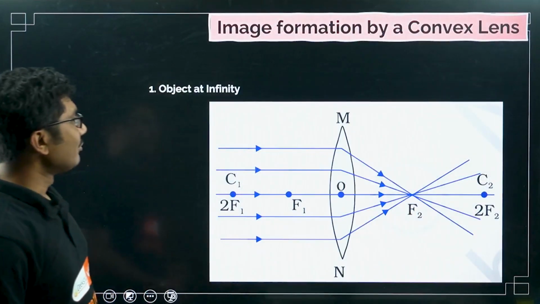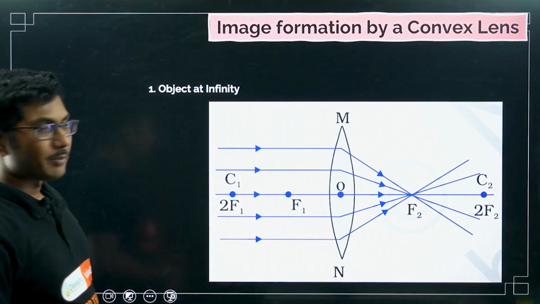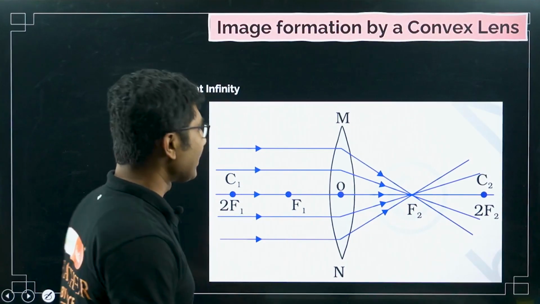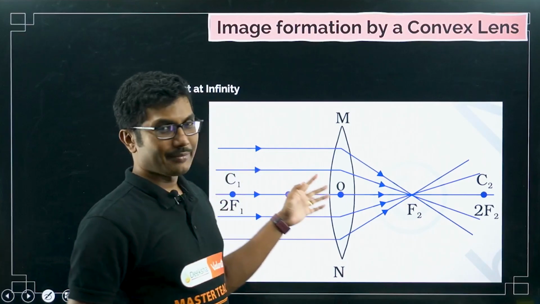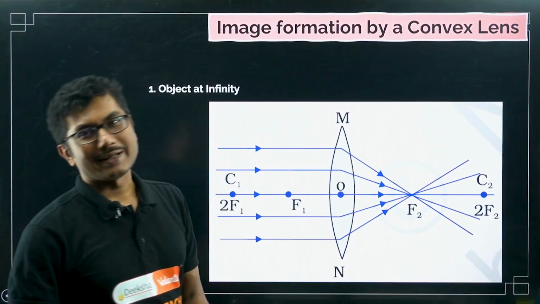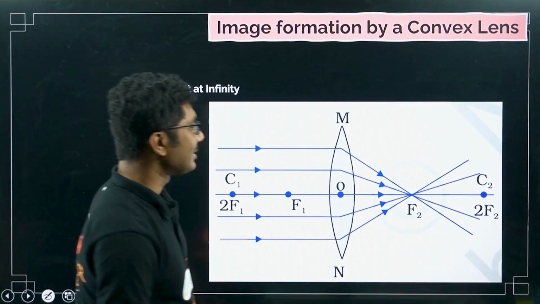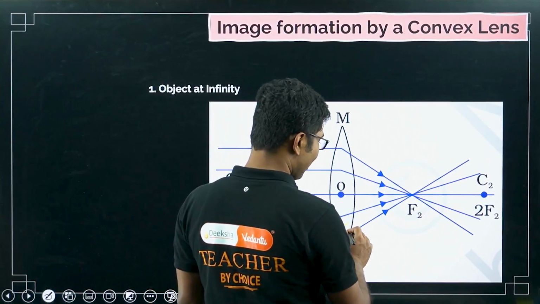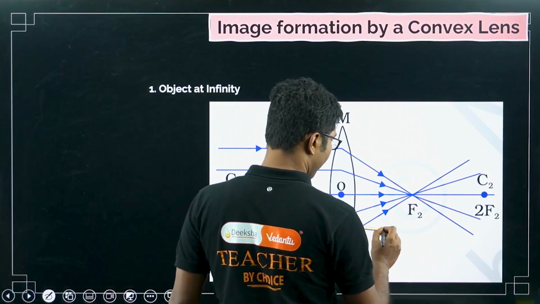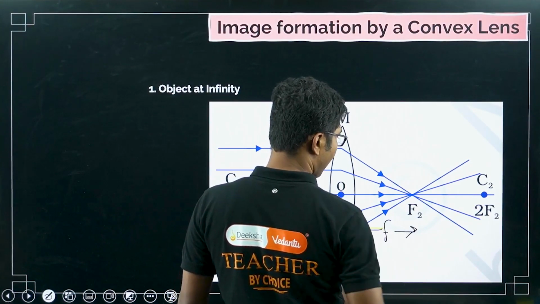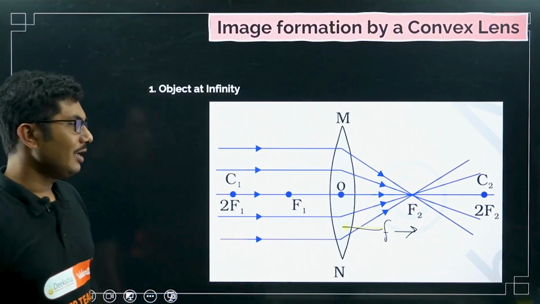Now let's look into the image formed by convex lenses. First is object at infinity, so parallel rays are coming and they should focus at the focus, obviously. So this is the focal length, this distance is called focal length. Right, so this distance is focal length.